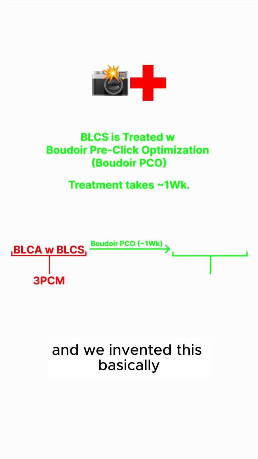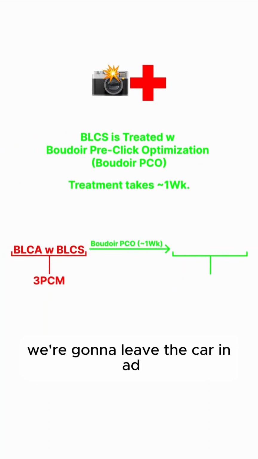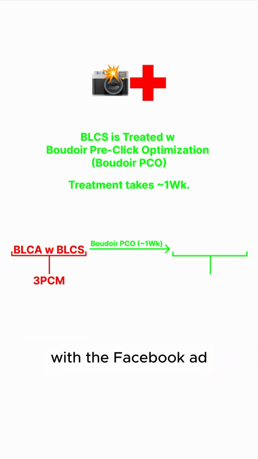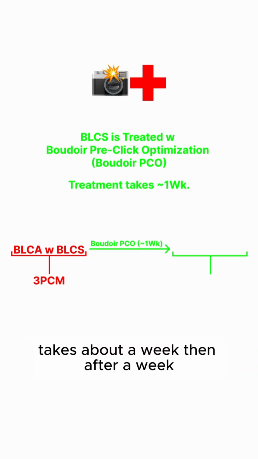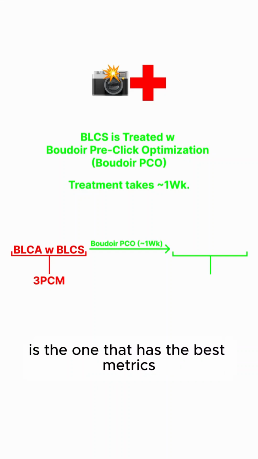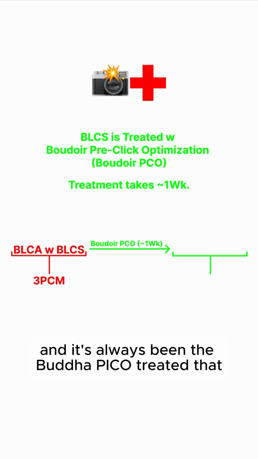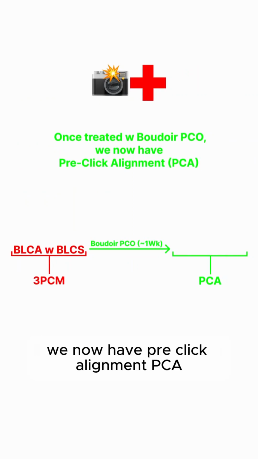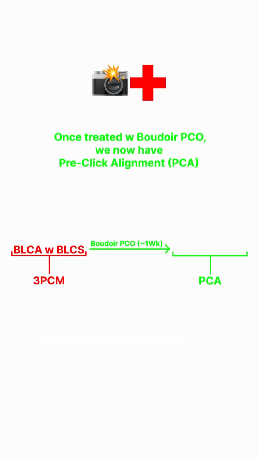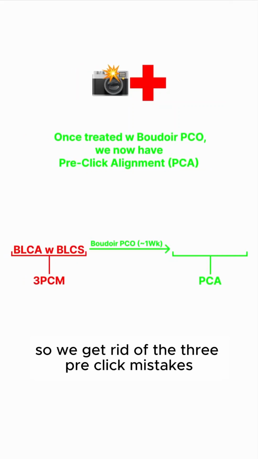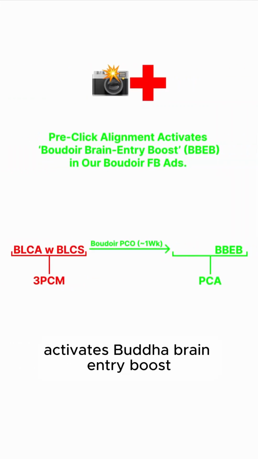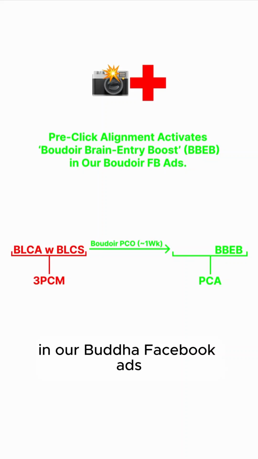And we invented this. Basically, we leave the current ad, we duplicate it, and we apply treatment to the duplicated Boudoir Facebook ad. It takes about a week. Then after a week, we keep running whichever one has the best metrics, and it's always been the Boudoir Pico treated ad. Once treated with Boudoir Pico, we have pre-click alignment, PCA. We get rid of the 3 pre-click mistakes, we achieve PCA, and pre-click alignment activates Boudoir brain entry boost in our Boudoir Facebook ads.